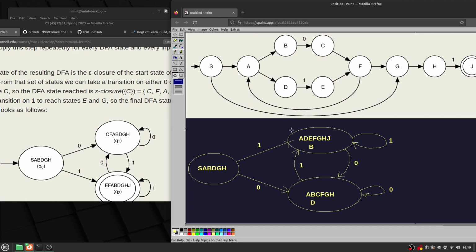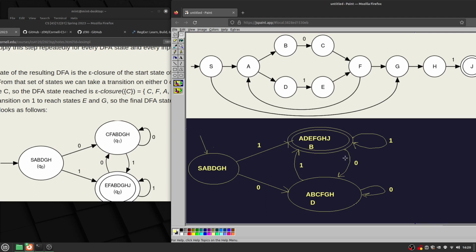So let's go like here. Then if we take a 1 from the first state, I also forgot to do the entry arrow. If we take a 1, we can get to EFA BDGHJ. If we take a 1 from there, we circle back on ourselves. If we take a 0, we get down to this state. Boom.